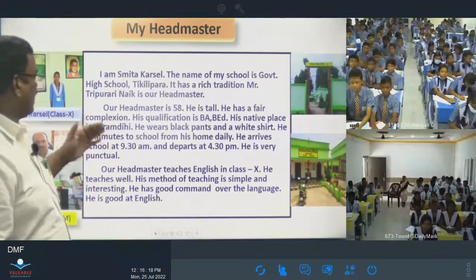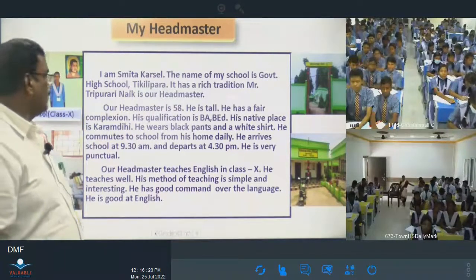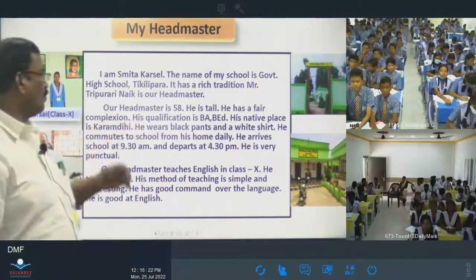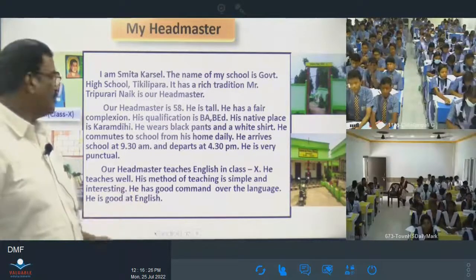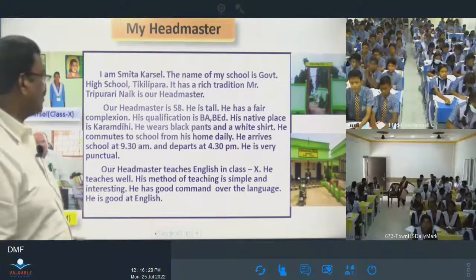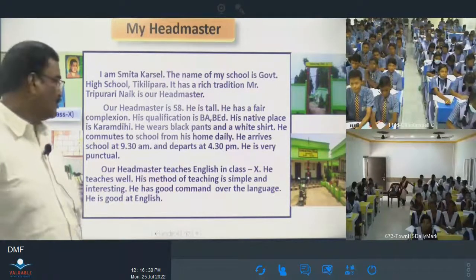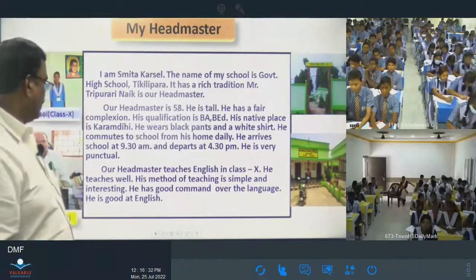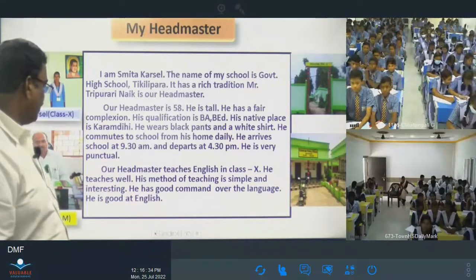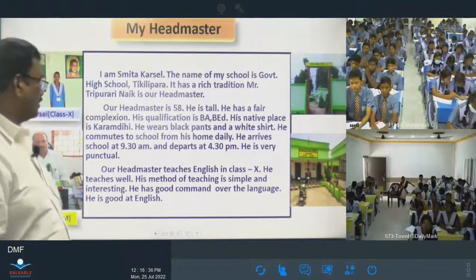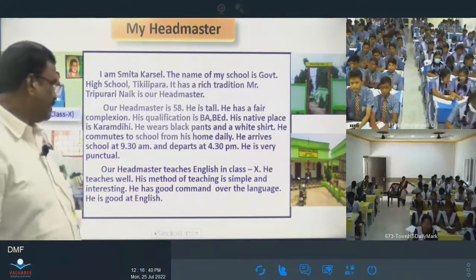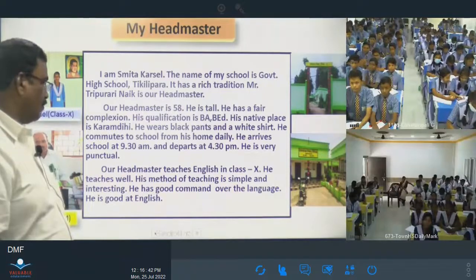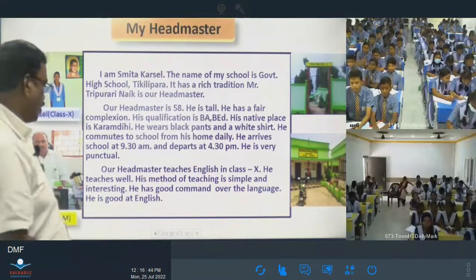Then, in the second paragraph, here the student talks about the age, height, qualification, complexion, uniforms, and arrival and departure from school. Then the student writes about the subject the headmaster teaches, how he teaches, command over the language, method of teaching.